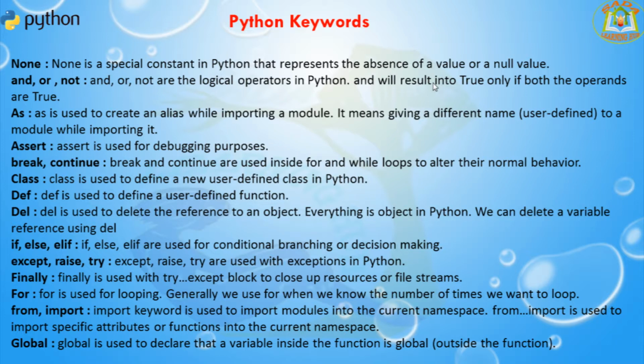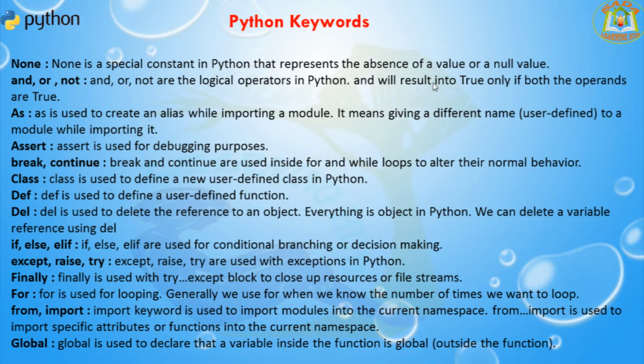For keyword. The for keyword is used for looping. If you want to loop, if you want to iterate multiple times, we can use the for loop for the looping purpose. Generally we use the for loop when we know the number of times we want to loop. Global is the next keyword.